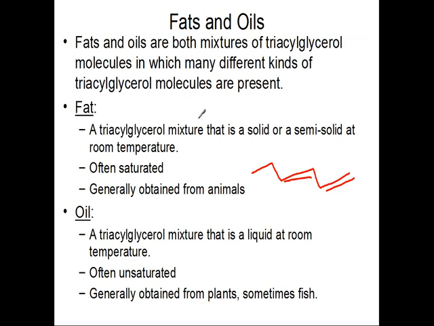Fats tend to have stronger intermolecular forces because they are usually saturated. So you'll hear saturated fats. You don't usually hear saturated oils. Fats are usually saturated. This saturation gives them higher boiling points and therefore higher melting points. And at room temperature, the room temperature is below that melting point, so it's still a solid. Another distinction is fats usually come from animals and oils usually come from plants.